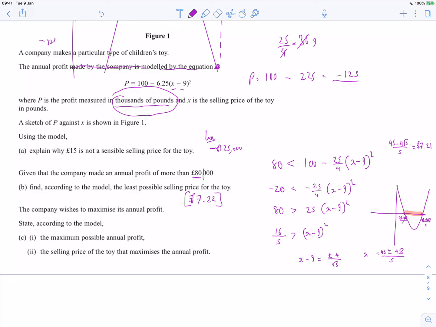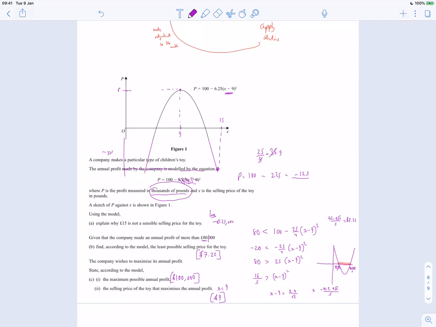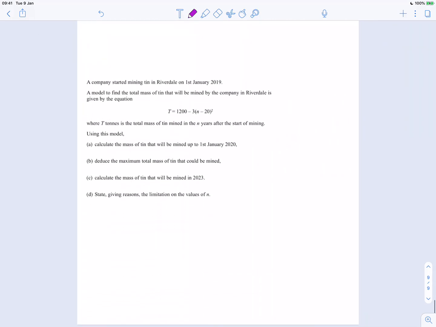Well, the maximum possible annual profit is when x is 9, so this disappears, so it's £100,000. It's the selling price of the toy. Well, that's easy. That's just when x is 9, so it's £9. So according to this model, if the toy sells for £9, then I maximise the profits for £100,000. Cool. Okay. One more, and that's it.